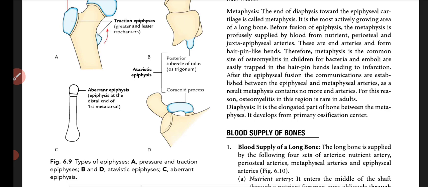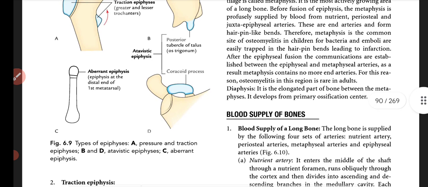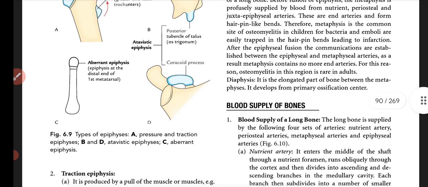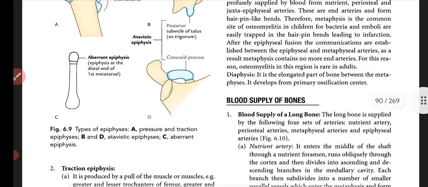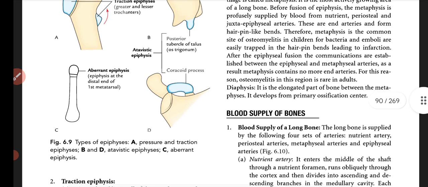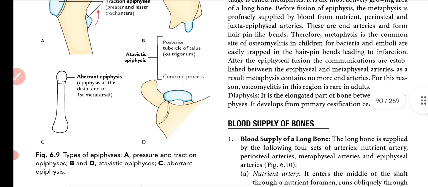After epiphyseal fusion, communications are established between the epiphyseal and metaphyseal arteries. As a result, the metaphysis contains no more end arteries. For this reason, osteomyelitis in this region is rare in adults. In children, where the bone is always growing, end arteries such as hairpin metaphyseal and epiphyseal arteries are common. But in adults, these are rare because fusion occurs.